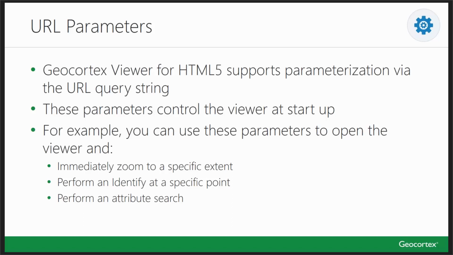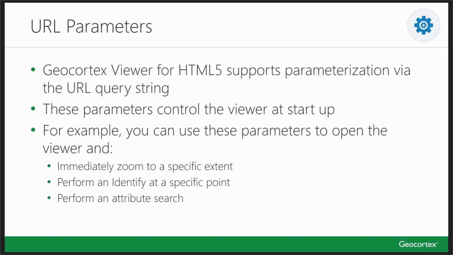URL parameters. URL parameters can be used by third-party applications to launch a Geocortex application and perform a specific action related to data selected in the third-party application. So you select a certain number of items in your existing third-party system, and that creates a URL that launches the Geocortex viewer with those parameters.